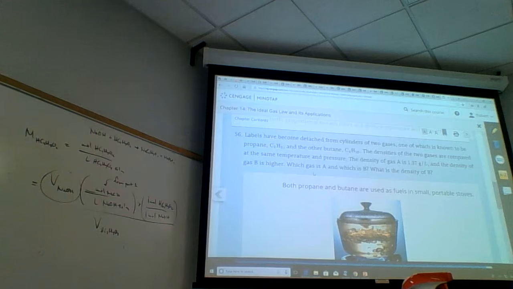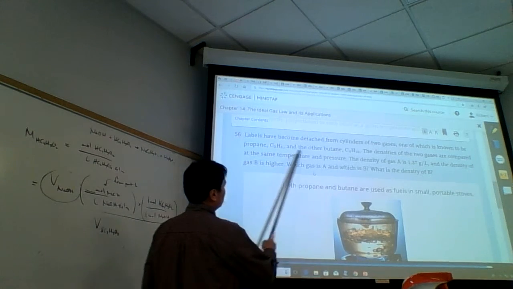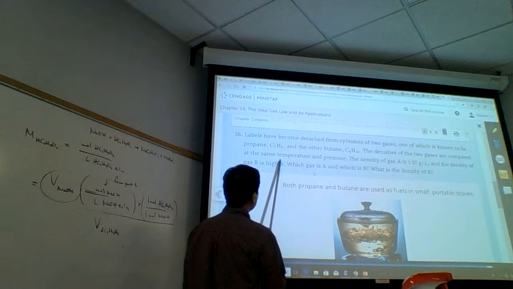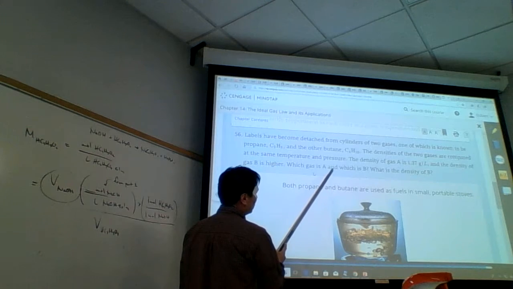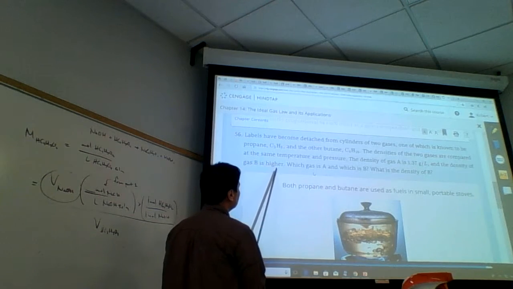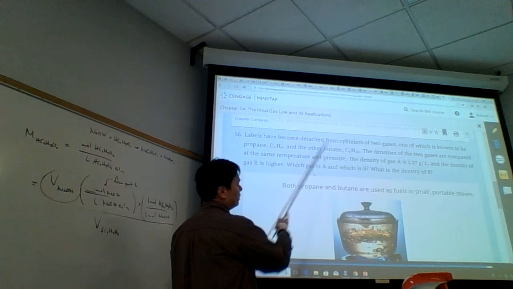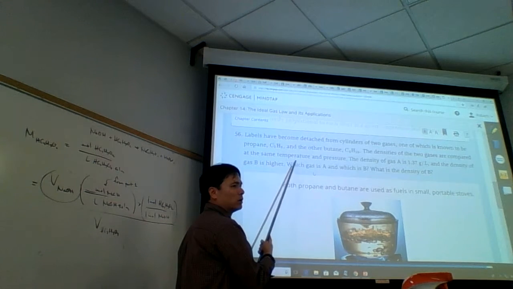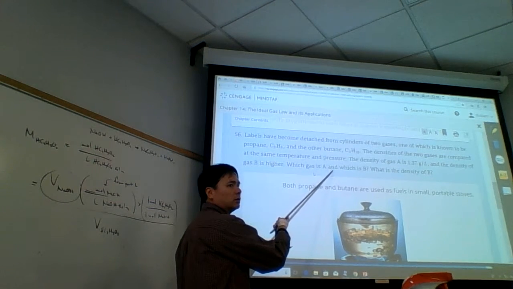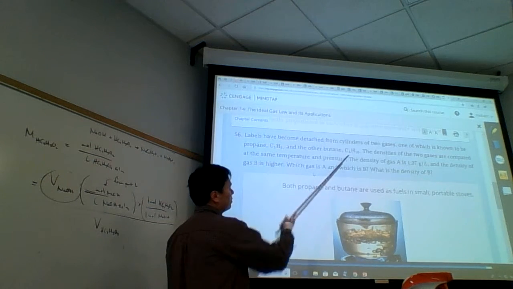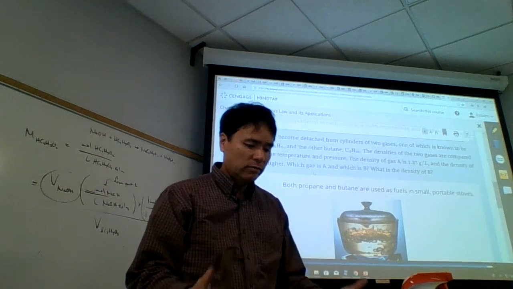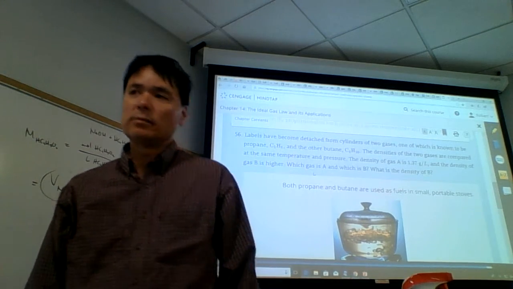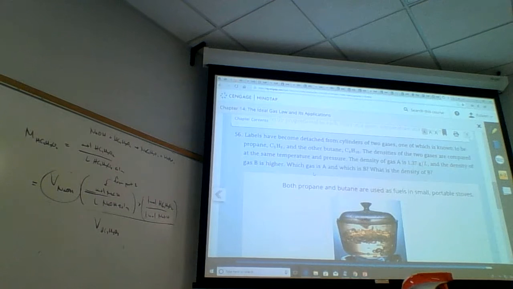56. Labels have become detached from cylinders of two gases, one of which is known to be propane, the other butane. The densities of the two gases are compared at the same temperature and pressure. The density of gas A is 1.37 grams per liter. The density of gas B is higher. So which one should have a higher density? In other words, which molecules weigh more, propane or butane? Butane weighs more, therefore it's going to have a higher density. You're going to have the same number of molecules per volume. It's just that the molecules weigh more for butane than for propane.